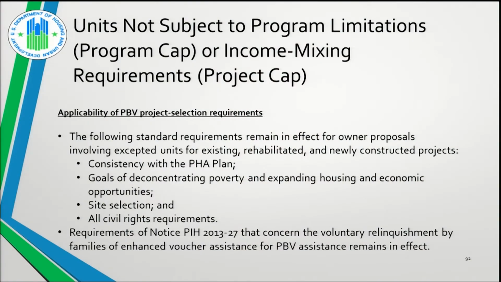Let's now discuss the applicability of PBV project selection requirements. For owner proposals involving accepted units for existing, rehabilitated, and newly constructed properties, the standard requirements for selecting projects and the units for PBV assistance listed on the slides remain in effect. Those are consistency with the PHA plan, goals of deconcentrating poverty and expanding housing and economic opportunities, site selection, and all civil rights requirements. The difference here is that any PBV assistance provided to these properties does not count against the 20% cap and may be used to project-base up to 100% of the units in the project.